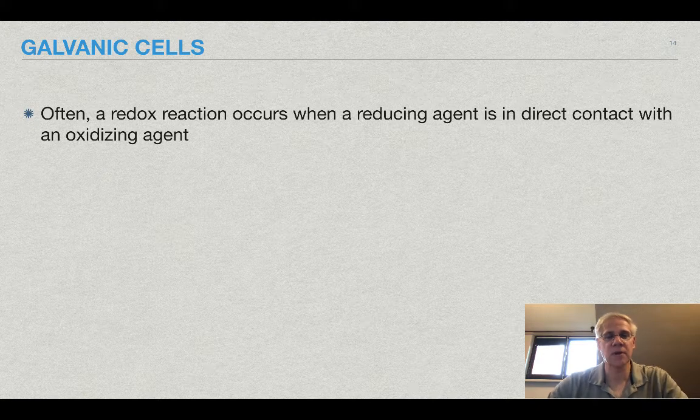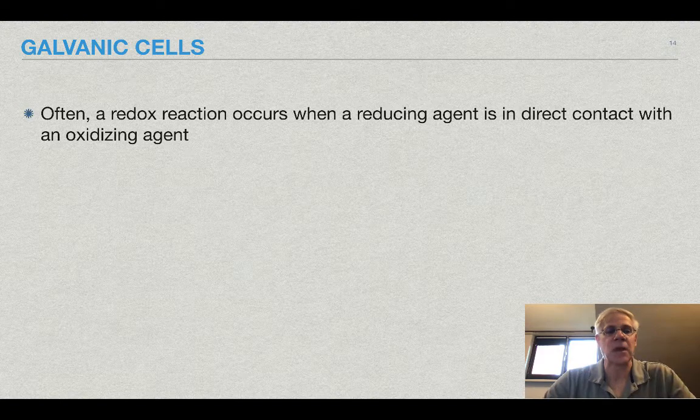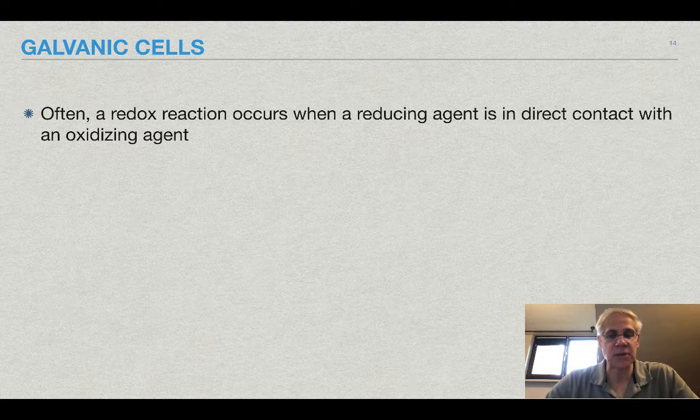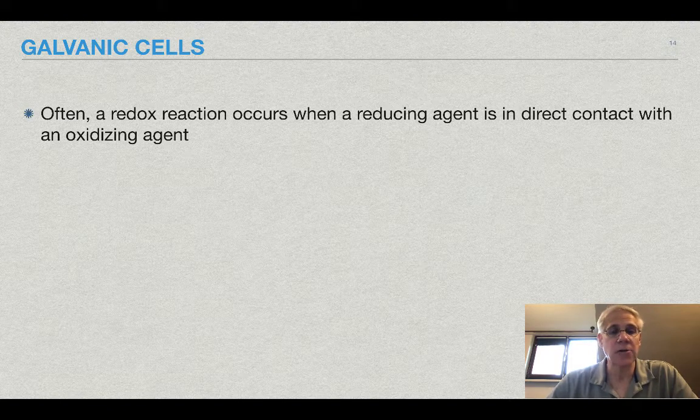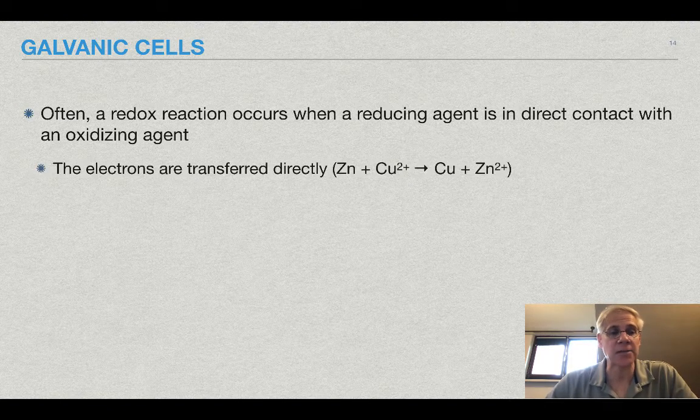All right, let's look at our second part of lecture 6. Now, a lot of times when we have a redox reaction, it's going to occur in a couple of different ways. One way is when your reducing agent is in direct contact with an oxidizing agent, so that we have our two reactants in direct contact with each other. And when that happens, the electrons are transferred directly from one species to another.